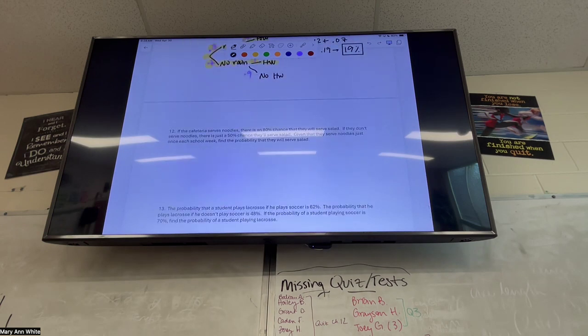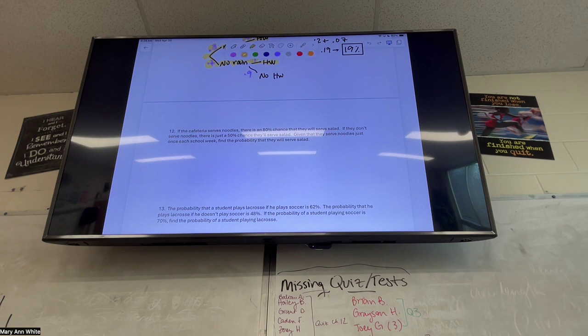Number 12 says, if the cafeteria serves noodles, there's an 80% chance they'll serve a salad. If they don't serve noodles, there is only a 50% chance they'll serve a salad. Given that they serve noodles just once each school week, find the probability that they will serve a salad.